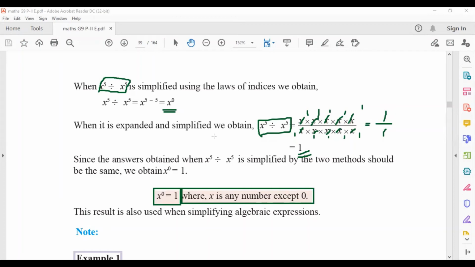So can you write this down? Very important thing here is this. I will highlight it using the red color. Can you write it in your writing book as a note? X to the power 0 is equal to 1, where x is any number except 0.